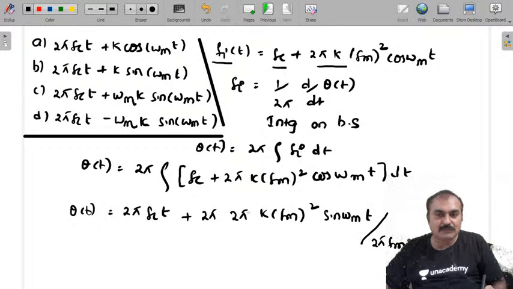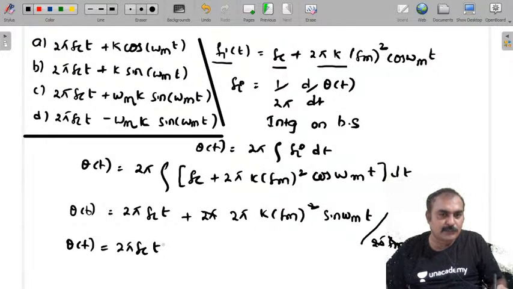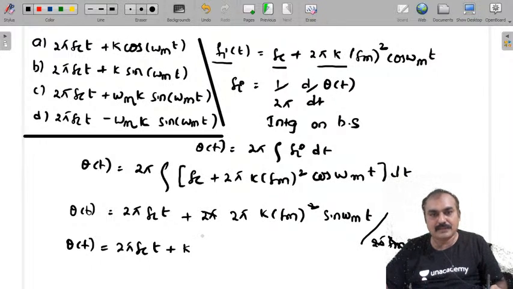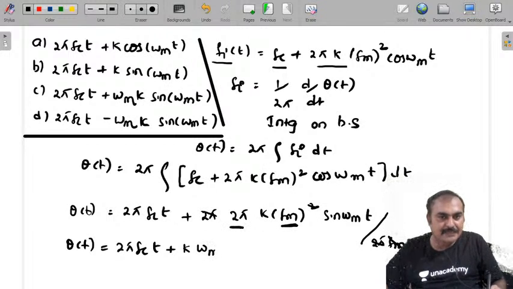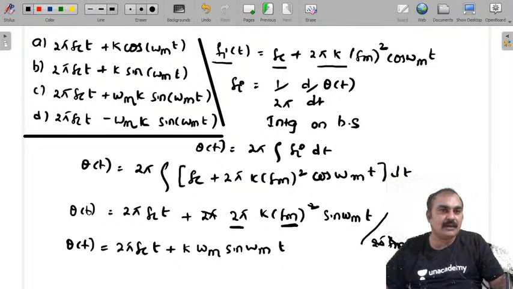Now what happens? This 2 pi and these 2 pi get cancelled out. This square gets cancelled out by one time, my dear students. Therefore theta of t equal to 2 pi into Fc into T, plus, taking the 2 pi and K, K write down here, and it is 2 pi into Fm, which is omega m, into sine omega m into T, my dear students. So what is the answer? The answer is the option C.